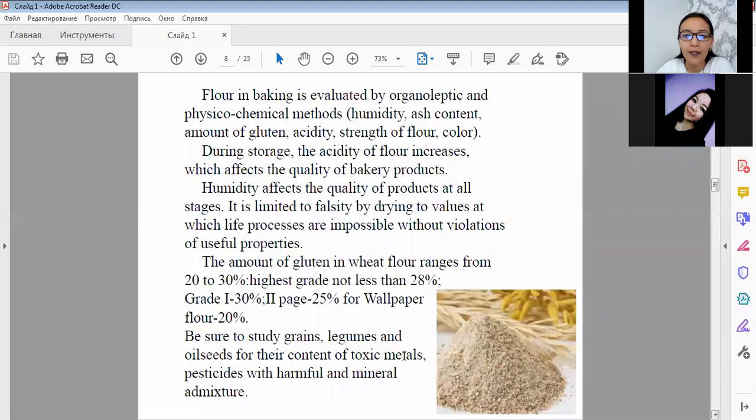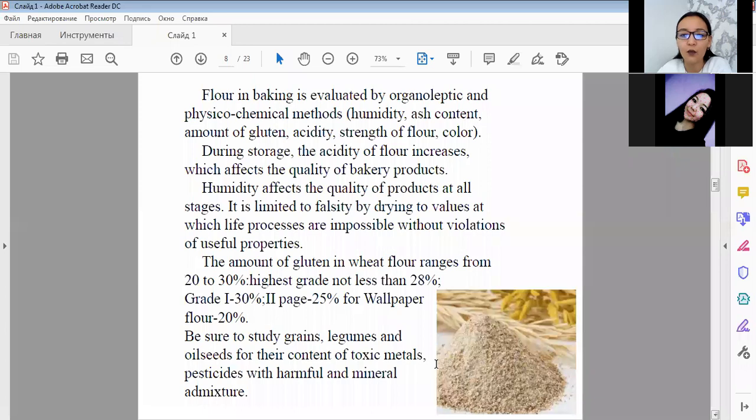And flour for baking is evaluated by organoleptic and physical-chemical methods. For example, humidity, ash content, amount of gluten, acidity, strength of flour, color, and so on. During storage, the acidity of flour increases, which affects the quality of bakery products. Humidity affects the quality of products at all stages.